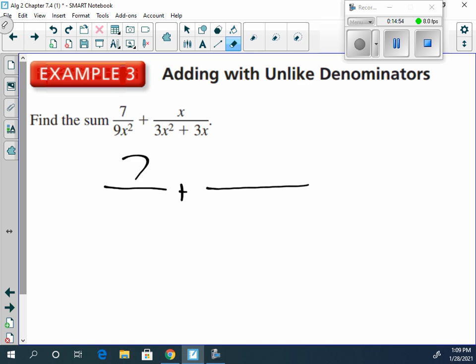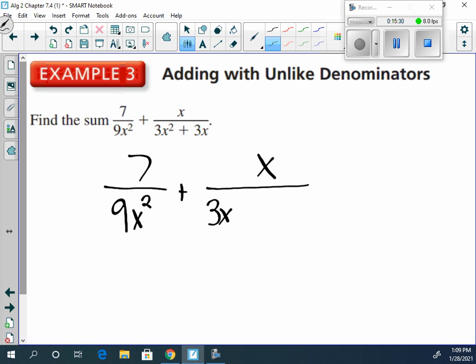Okay. Back up. All right. We're going to find the sum. Now, as we can already tell, the denominators are not the same, correct? 9x squared and 3x squared plus 3x are not the same. Okay. Well, we can't factor x and we can't factor 7. 9x squared is as simplified as it gets. Yes, it's a term. We can't do anything with it. But can we factor the 3x squared plus 3x? Well, yes, it has a greatest common factor of an x. So what does that leave us with inside the parentheses?